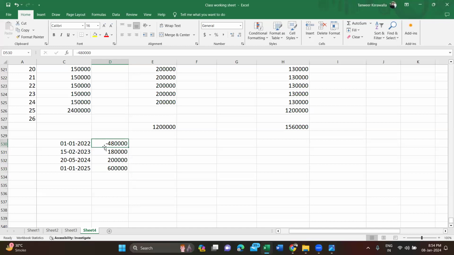This is the purchase cost, so it's minus. And these are the dates. Now, you have to ensure the dates are in date format. See here, you can see the date format.